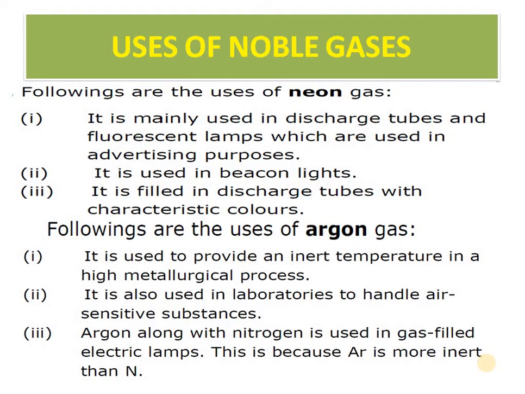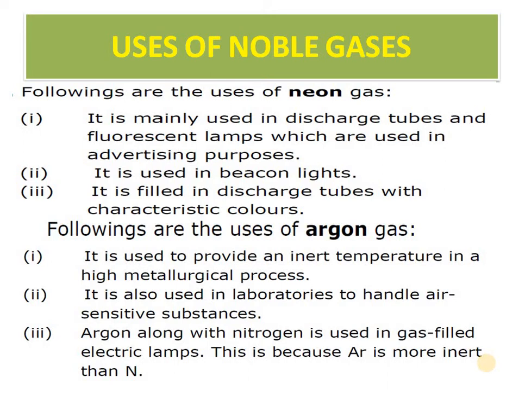Following are the uses of argon. It provides an inert atmosphere in high temperature metallurgical processes. You know that in any metallurgical process, iron for example, when you are doing purification, it can be oxidized. To prevent the oxidation, we use an inert atmosphere, which is given by gases like argon. It is used in the laboratory to handle air sensitive substances, because it prevents contact with the air.